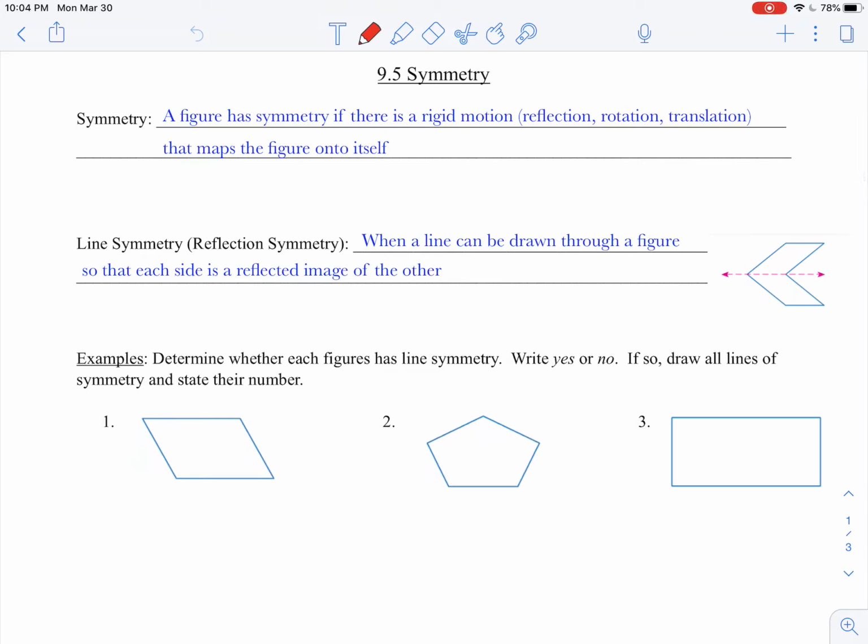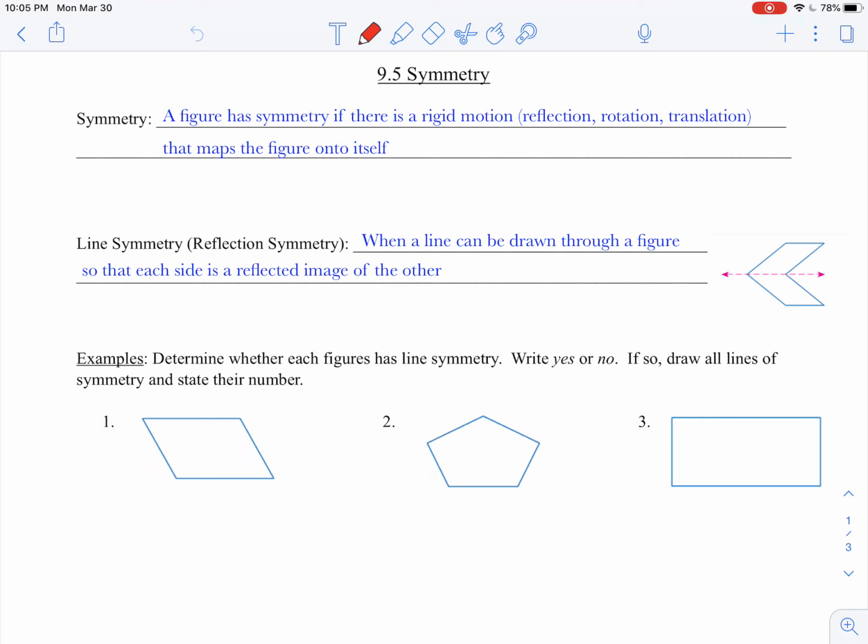Hello, in this video lesson we're going to look at section 9.5 about symmetry. Symmetry is when a figure is able to map onto itself through rigid motions. Rigid motions are reflections, rotations, and translations. They are the different transformations that are considered isometries.